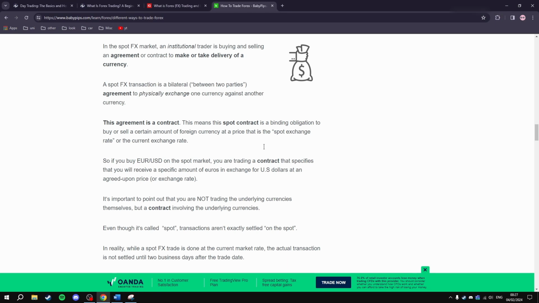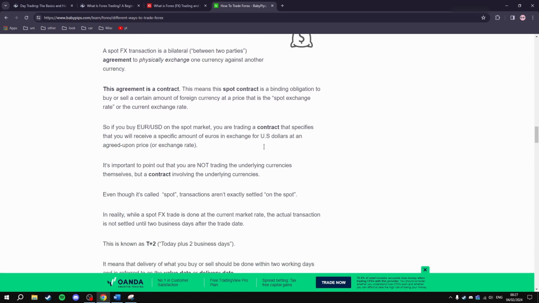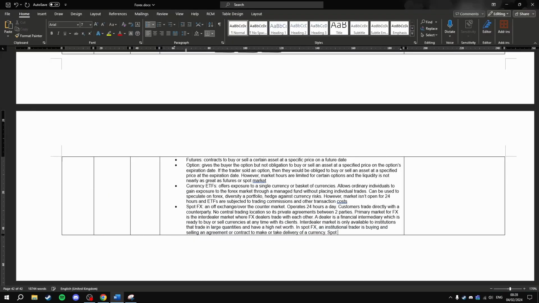In a spot FX market, an institutional trader is buying and selling an agreement or contract to make or take delivery of a currency. A spot FX transaction is a bilateral agreement to physically exchange one currency against another. Also, it's physical. Spot FX.